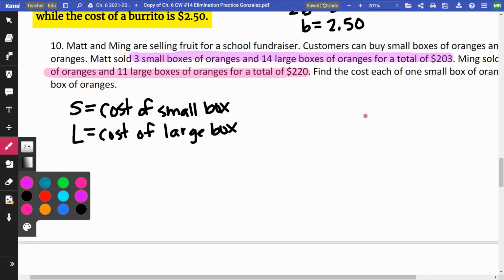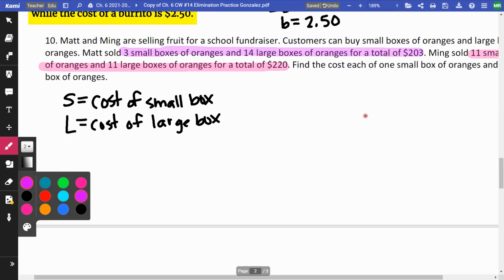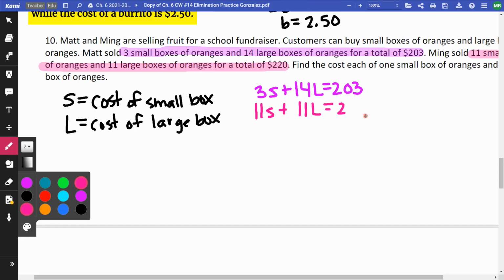So when I write an equation for 3 small boxes and 14 large boxes, I'm going to write 3S plus 14L is equal to 203. For the second equation, 11 small boxes, so 11S plus 11 large boxes, 11L equals 220. Now, in this case, I am going to have to multiply both equations, unfortunately. I think I'm going to try to get 33 in front of these, one positive, one negative.